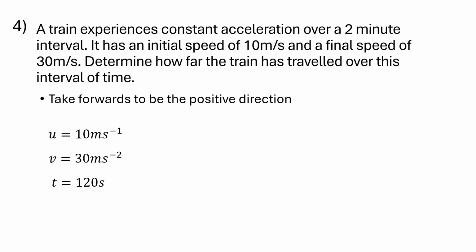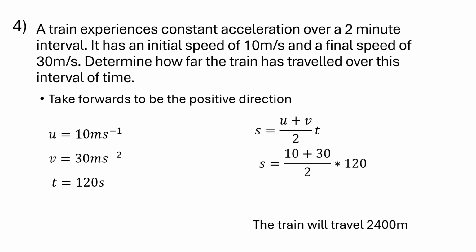We're trying to find how far the train has travelled. That is a displacement. We can use S equals (U plus V) over 2, by T. Substitute our values in, and then we get a response: 2,400 meters. So the train is going to travel 2,400 meters.